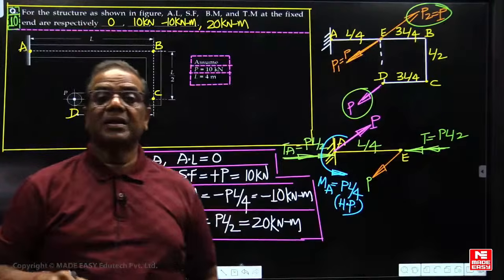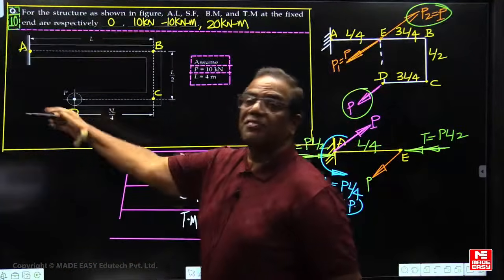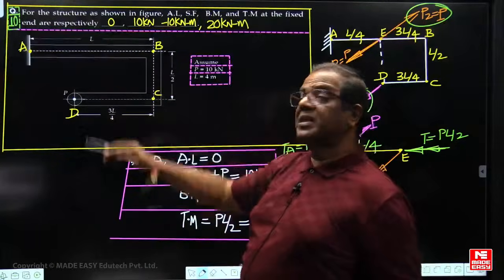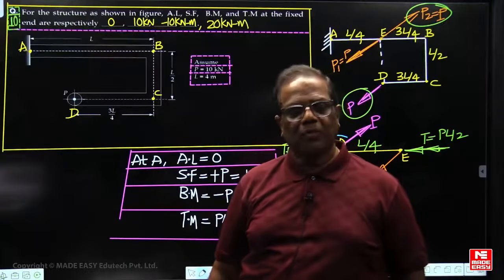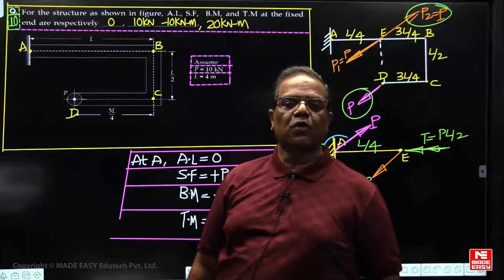This I did in the class, but what did the GATE exam ask? AB and CD were given the same length in the GATE exam. If AB and CD are the same length, what happens? AB and CD are the same length, then what are the answers? The bending moment is 0.